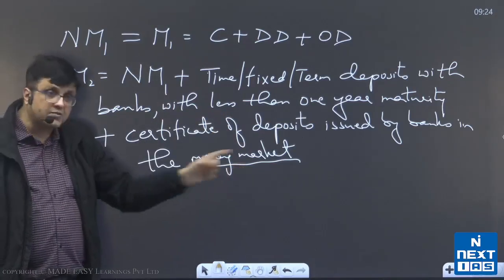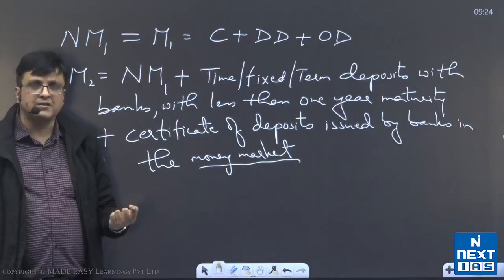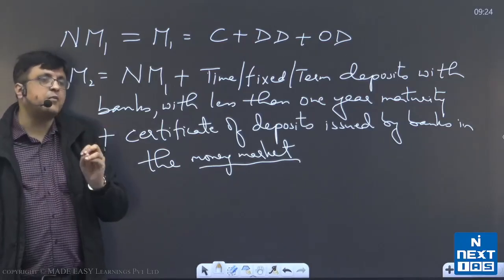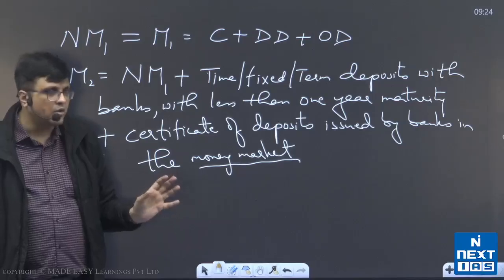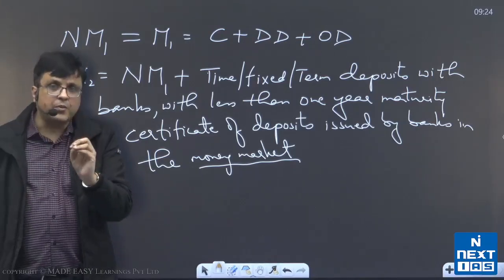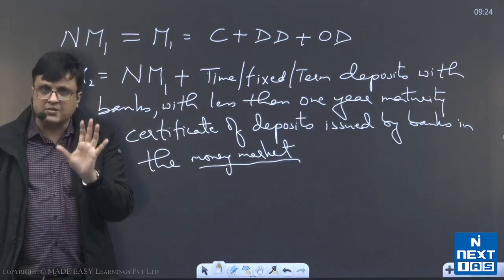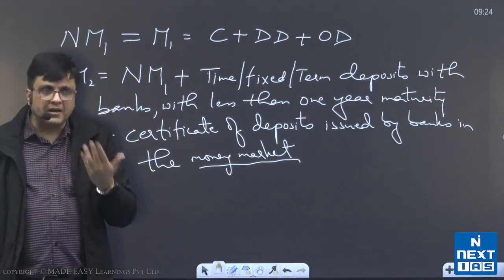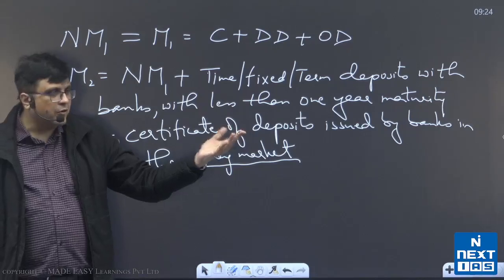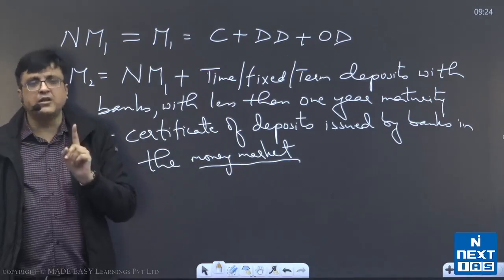But these are factors which will affect money supply in the market, how deposits are being mobilized and all. So that is why certificate of deposits get added as NM2. I repeat again, what are certificate of deposits? Certificate of deposits are paper assets, certificates issued by bankers to other bankers or financial institutions for borrowing money up to 1 year.